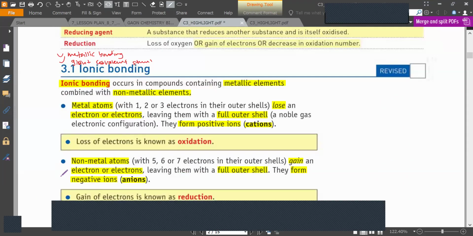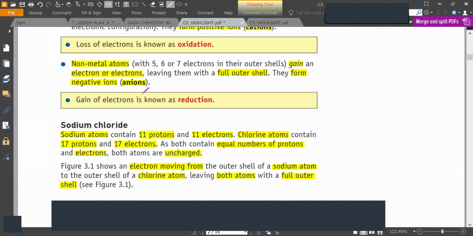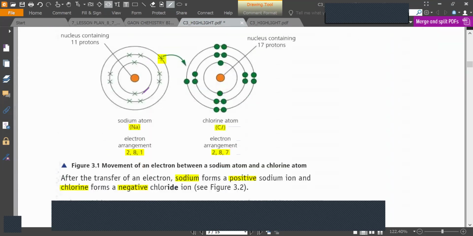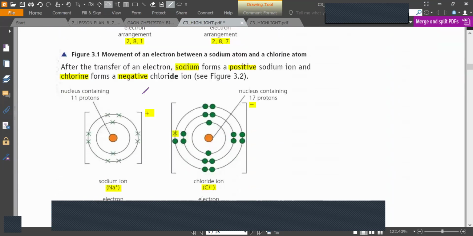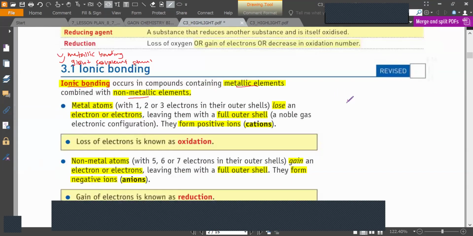So what does ionic bonding mean? Ionic bonding is the attraction between positive and negative ions. Here is an example: we have a sodium ion and a chloride ion. This is positive charge, this is negative charge. They will attract. So when we have a positive ion and a negative ion, they will attract.